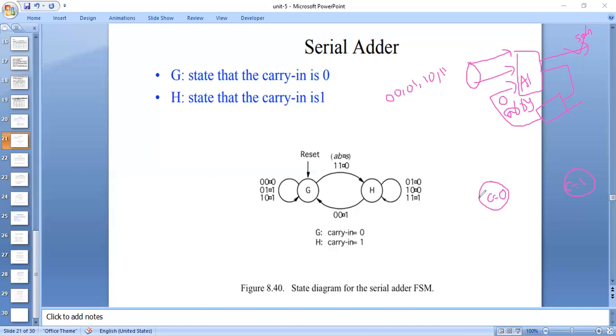For example, again, if the carry is 0, it will be in the same state. If the carry is 1, it will go to the next state. Okay, for example, we are giving the inputs 0 0, and what is the present state here? 0. So what is the output? Sum and carry are the outputs.